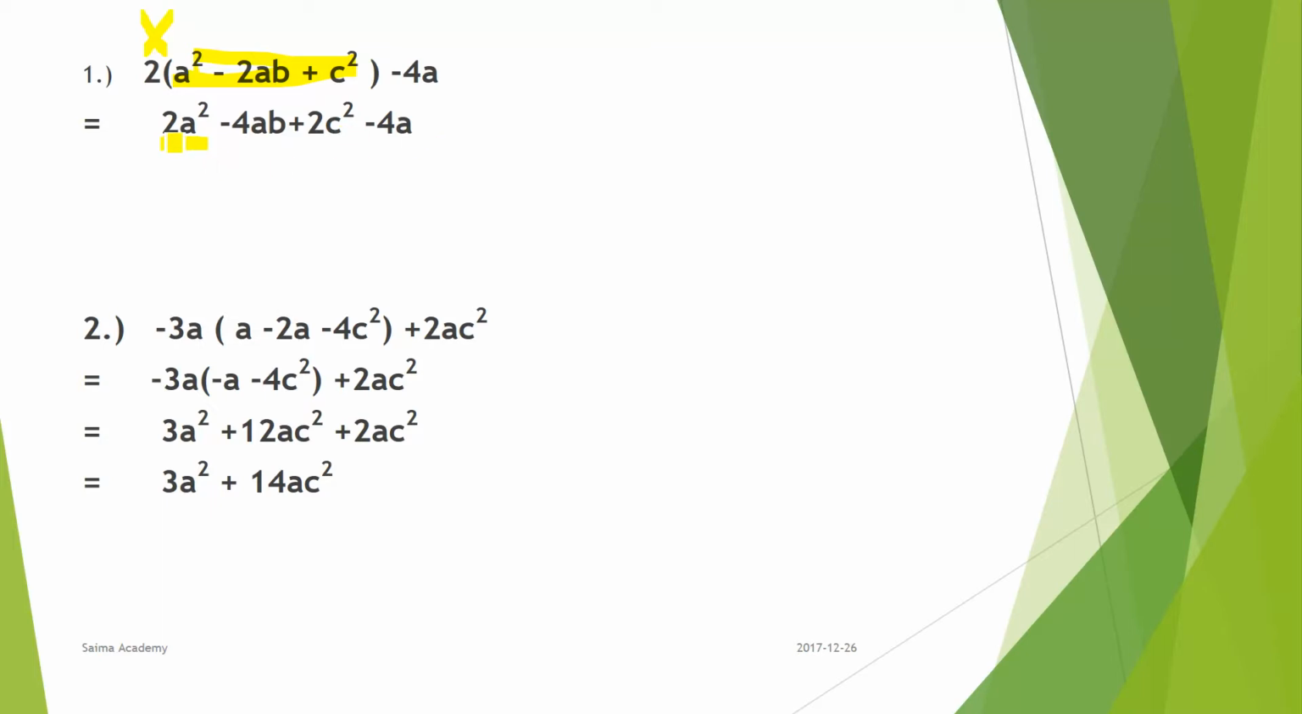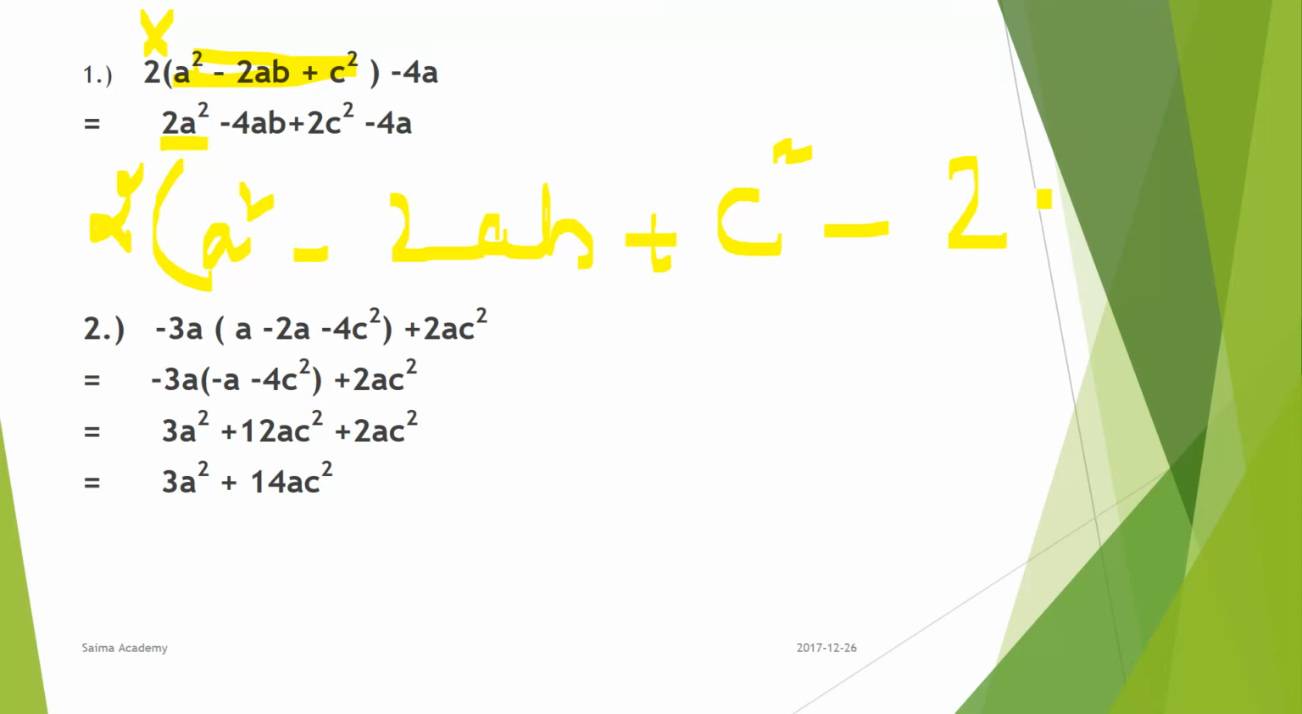But if you want, you can take 2 as a common factor. See, 2 is here, 2 is here. So if we take 2 common, in the parenthesis we have a square minus 2ab plus c square and then minus 2a. So you can write down your answer like this as well, if you want to take 2 common because 2 is in every term.